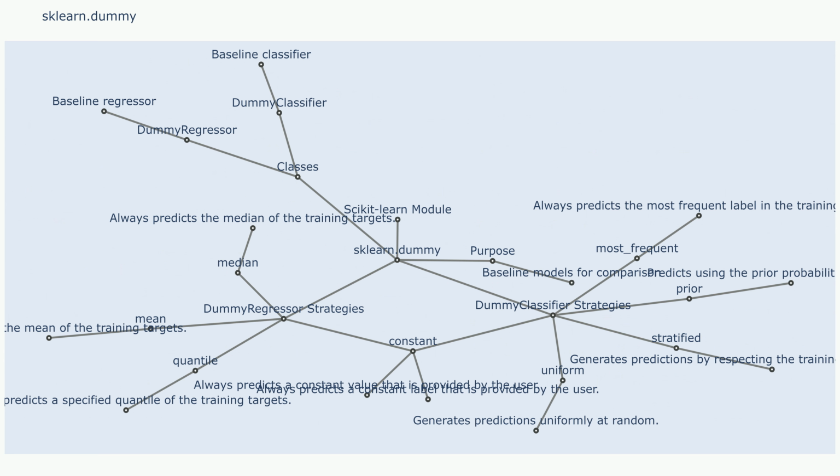In conclusion, sklearn.dummy provides a simple but valuable tool for establishing baseline performance in machine learning. It allows you to compare your model's performance against a non-learning approach, providing insights into its effectiveness and identifying areas for improvement. While dummy estimators are not meant for real-world prediction, they play a crucial role in model evaluation and understanding the limitations of your chosen approach.